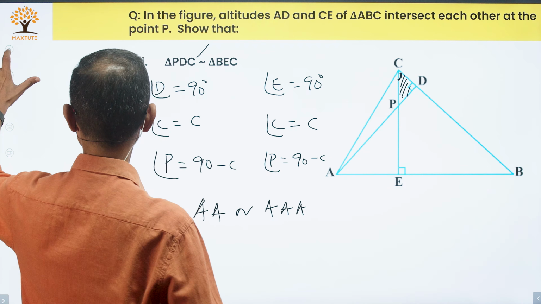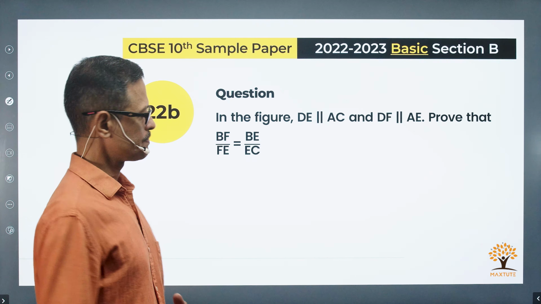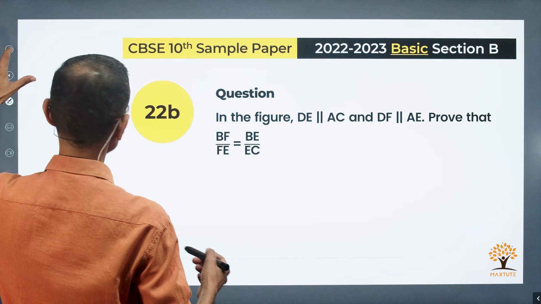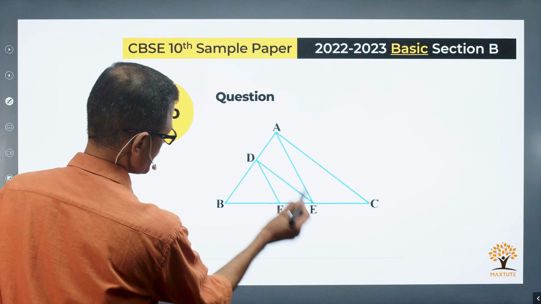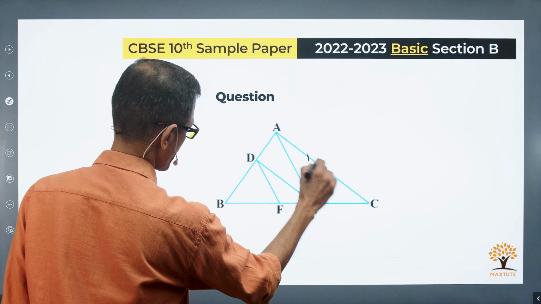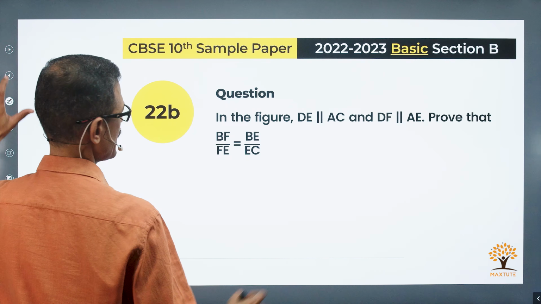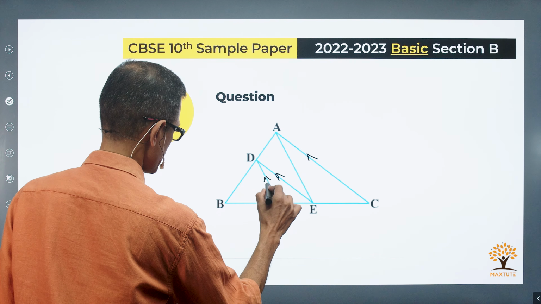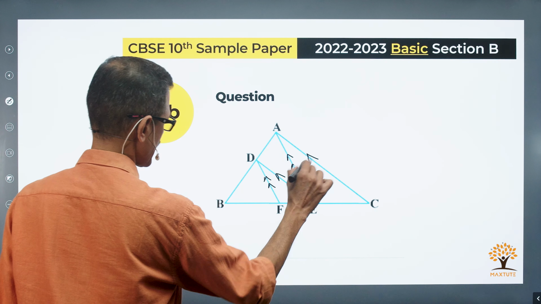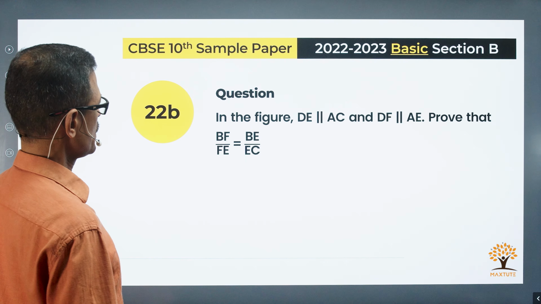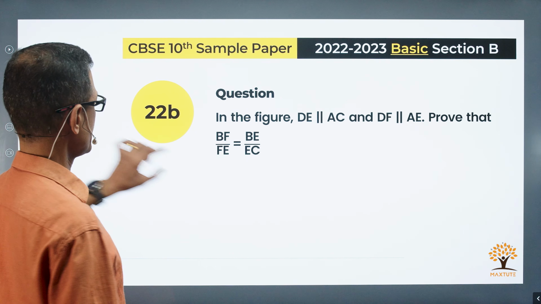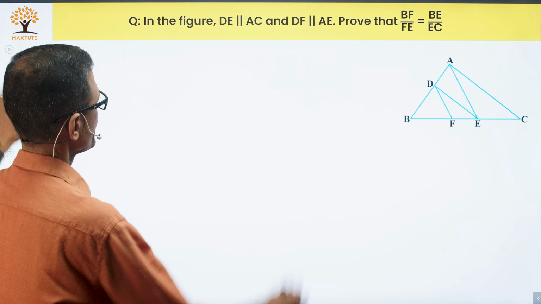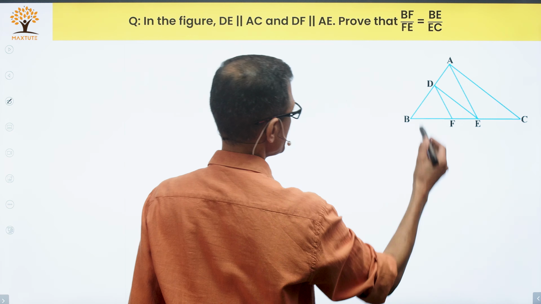22B is the second question, which is an internal choice. Take a look at it. In the figure, DE is parallel to AC. These two are parallel lines. And it says that DF, I'll use double arrows to denote that, is parallel to AE. Prove that BF by FE is equal to BE by EC.